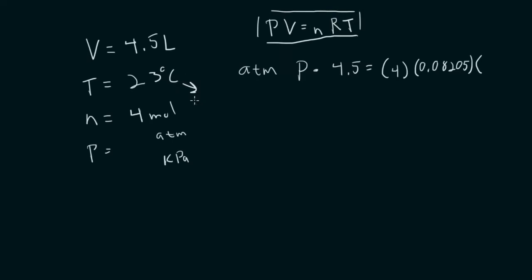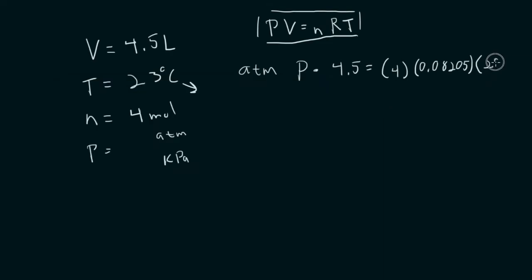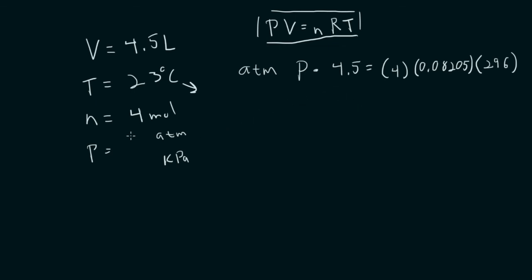We need this in Kelvin. So we need to take 23 plus 273. It's going to be 296. So we have 296 Kelvin. So then all we do is multiply these together, divide by my volume, and I get my pressure in atmospheres. So in atmospheres, I'm going to have 21.5. Is that right? 21.5? Yeah, 21 point, well, really round that to 6. So 21.6 atmospheres of pressure.